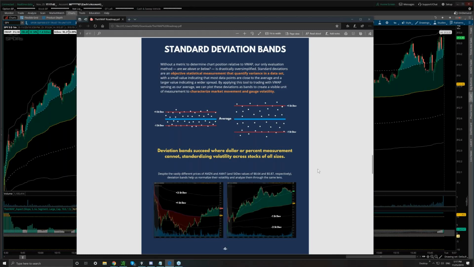So we needed something that was going to be objective and standardized, no pun intended, as the name implies, it was standardized market behavior across different or disparate stocks. And again, I keep going back to this.